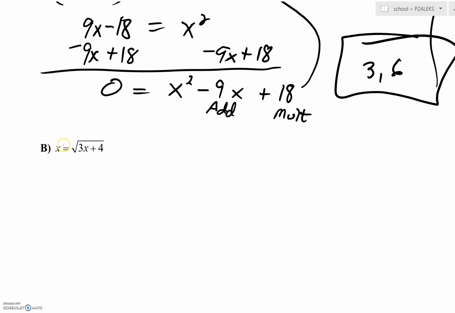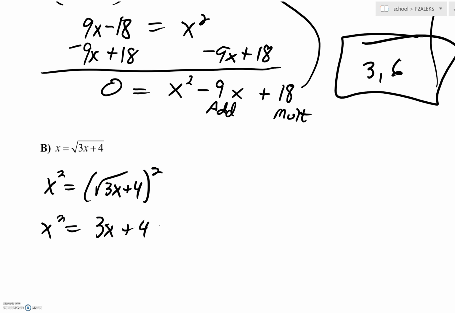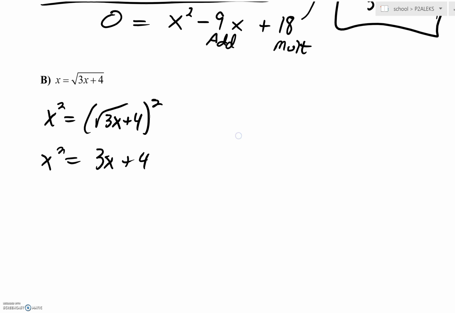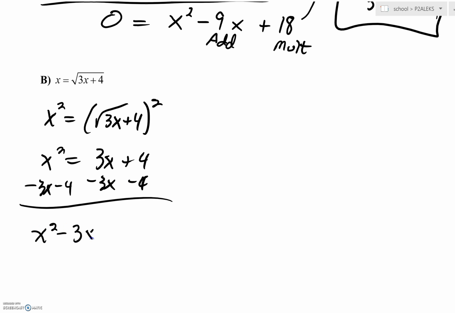Last one. Tell you what, we're going to square both sides. And you'll have x squared is equal to 3x plus 4. Tell you what, I'm going to minus a 3x. Simultaneously, I'm going to minus a 4. And we'll have x squared minus a 3x minus a 4.